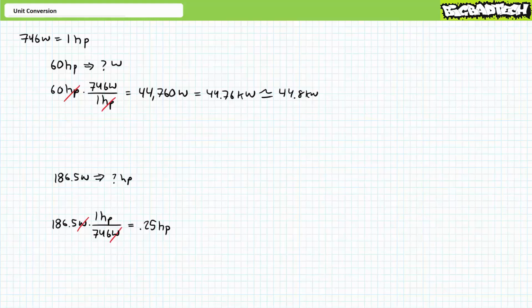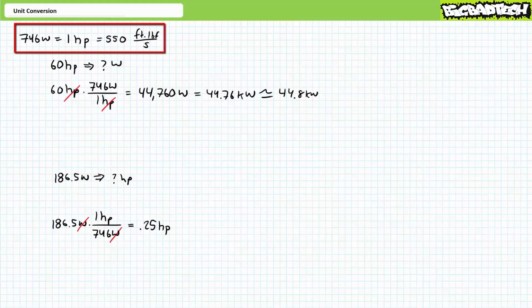While we're dealing with horsepower and watts, let's discuss multi-step unit conversion. As you are no doubt aware, 1 horsepower equals 746 watts. 1 horsepower also happens to equal 550 foot-pounds force per second in the U.S. customary system of units. Given a 186.5 watt motor, or a quarter horsepower motor, how much output in units of foot-pounds force per second can it produce? We're presented with two options, both of which should yield the same result.